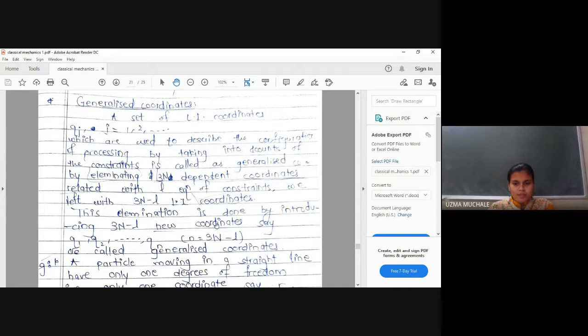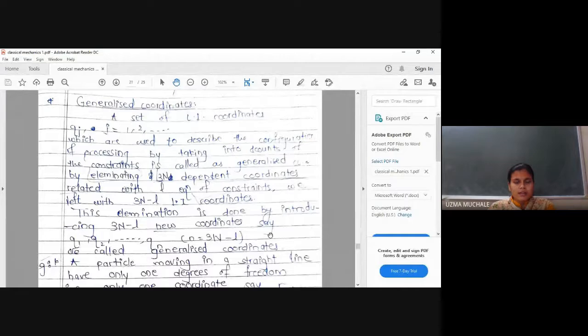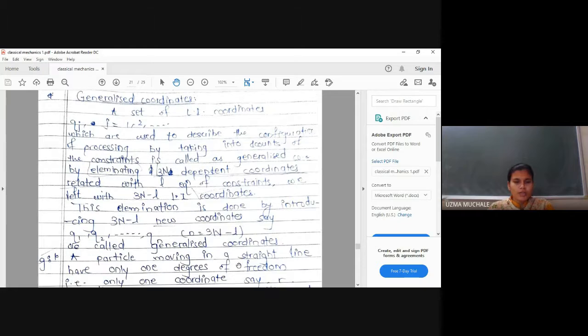So how many coordinates are needed for a motion on the circle? Simply one will be required, because x square plus y square is equal to r square. If you know x, you can find out y. That is what dependent means. So a set of linearly independent coordinates which are used to describe the configuration of a system by taking the constraints into account is called generalized coordinates.